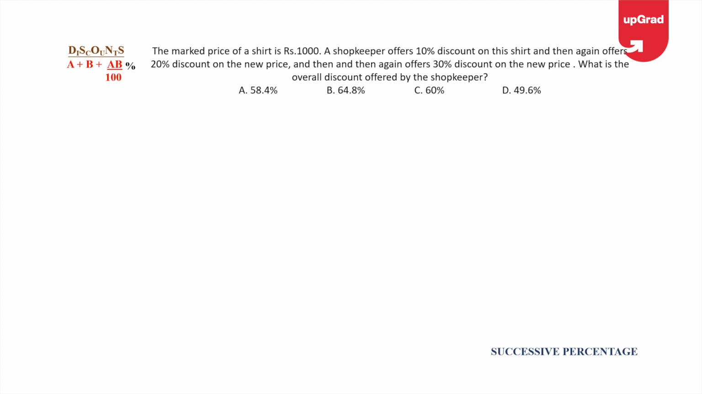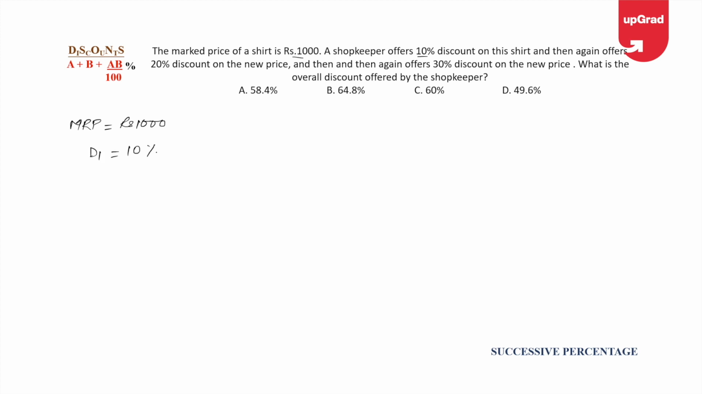Discounts. Now, this is something which is again important, and people do solve it because they feel that discounts is an easy topic. So let's see how do we do it. First of all, read the question. The marked price of a shirt is rupees 1000. So we actually pull the information and we write it somewhere. So there's a marked price of 1000 rupees. A shopkeeper offers a discount of 10% on the shirt. So discount offered is 10%.